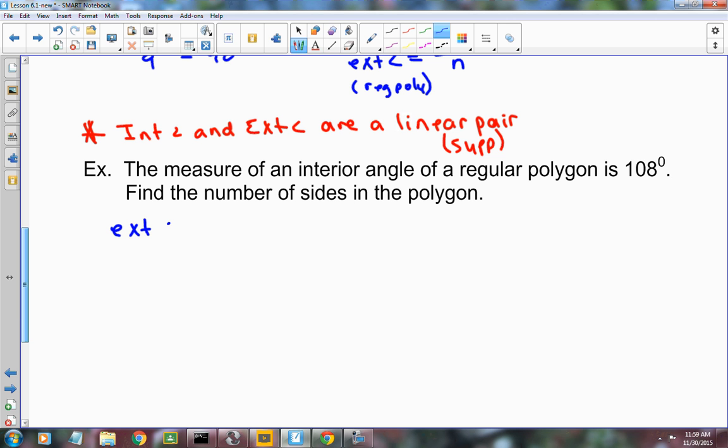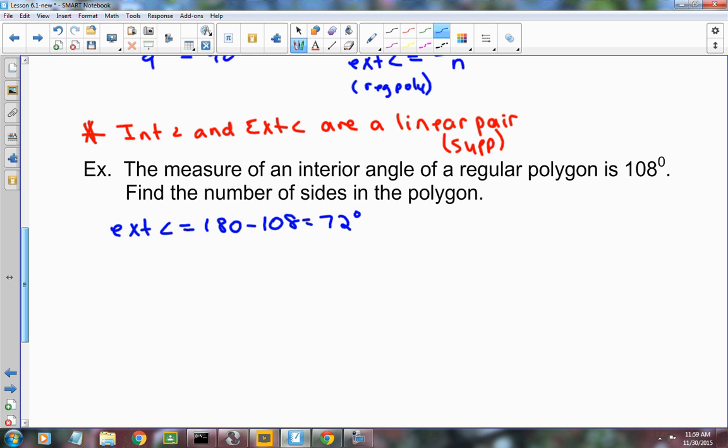Okay, I can find the exterior angle, which would be 180 minus 108. That's going to be 72 degrees. Okay, good. All right. So knowing it's regular, each one of the exterior angles is 72, right? So now what can I do to find out the number of sides?